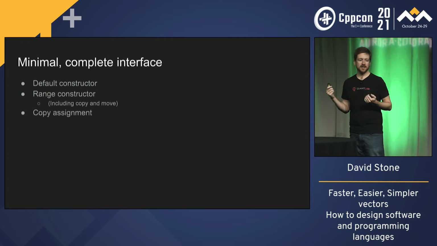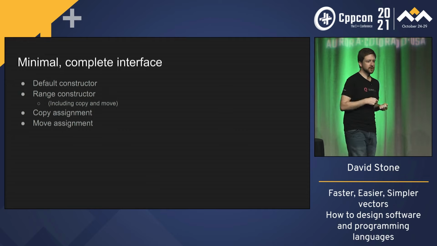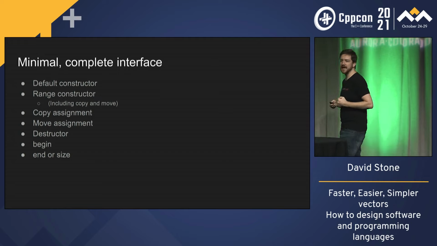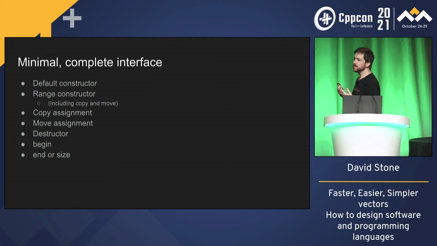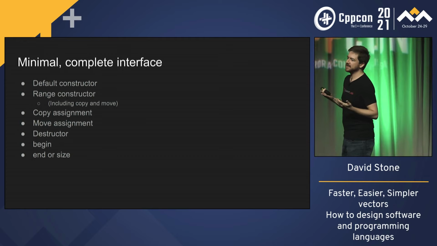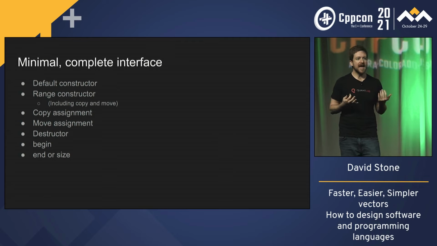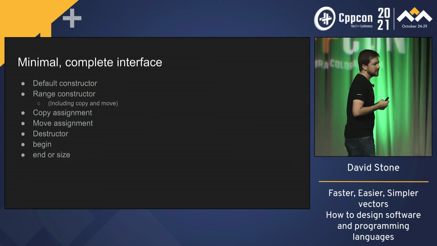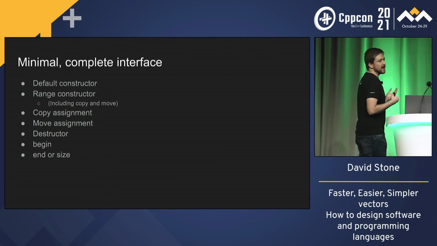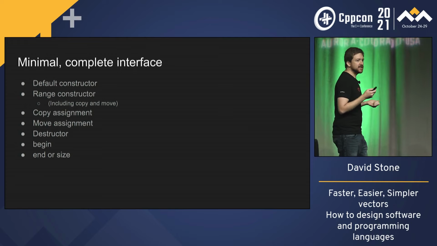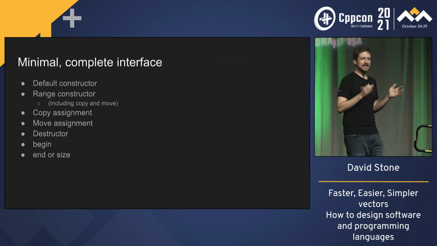Okay, then there's copy assignment and move assignment. Sure. The destructor, of course. And then begin and either end or size. You can compute size by doing end minus begin. You can compute end by doing begin plus size. Either one of those is necessary for a minimal interface. And in practice, it turns out that all popular vector implementations store a pointer to the end, so that in effect, size is implemented in terms of end minus begin. But this generates worse code than a pointer and a size.